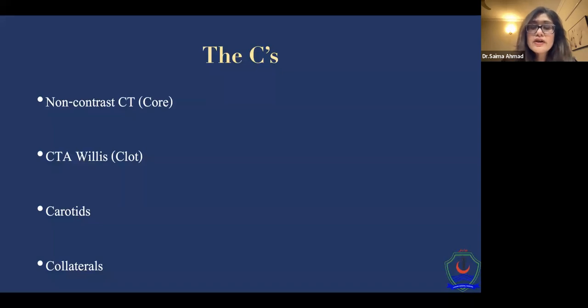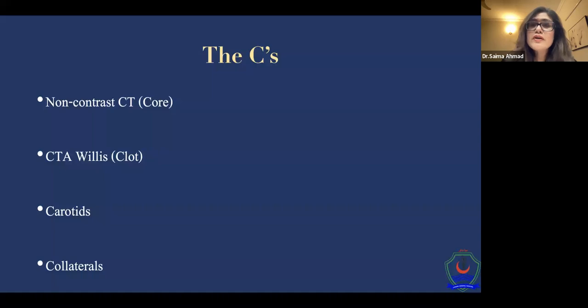So actually we are talking about the Cs today. First is the non-contrast CT. Non-contrast CT tells us about the core. And then the CTA: with the CTA we can see the extent and size of the occlusion, the site of the occlusion, and the extent of the thrombus. And then of course we look at the carotids, and then at the collaterals.